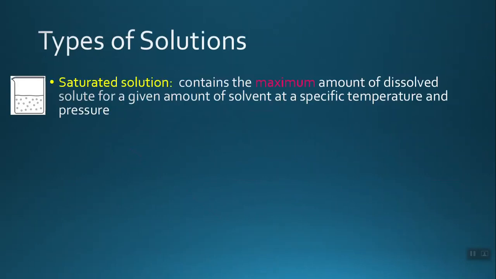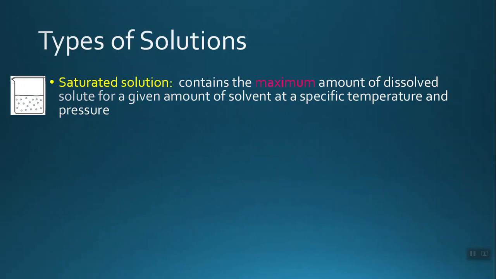There are three types of solutions: saturated solution, unsaturated solution, and supersaturated solution. Saturated solution contains the maximum amount of dissolved solute for a given amount of solvent at a specific temperature and pressure. The best example is Kool-Aid. So you have Kool-Aid powder, and you mix the Kool-Aid powder into water, right? So keep that picture in mind as I talk about these three types of solutions.